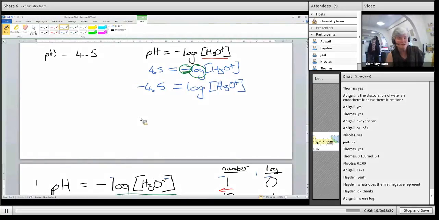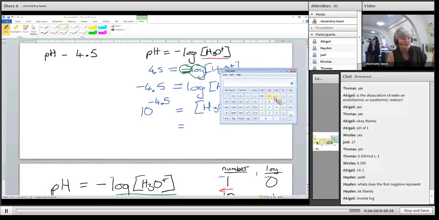Okay, you with me so far? I've got rid of this negative in front of the log. The next step is to do the inverse log, which is basically raising it, so it'll be 10 to the negative 4.5, because 10 to the log cancels out, so that is equal to the hydronium ion concentration.